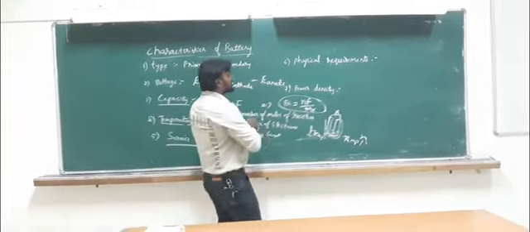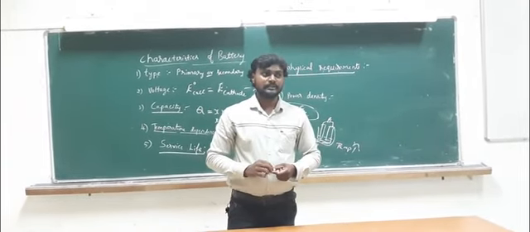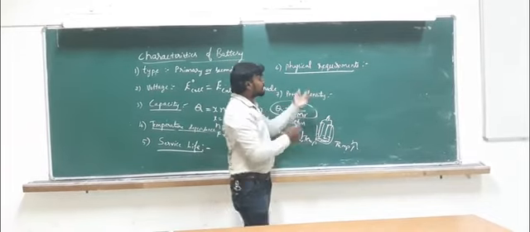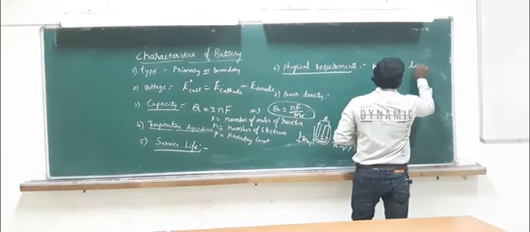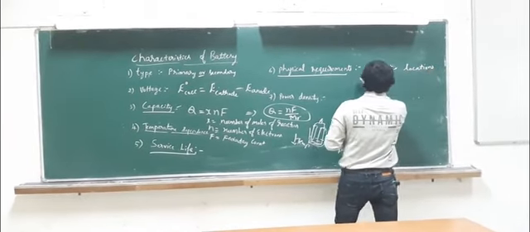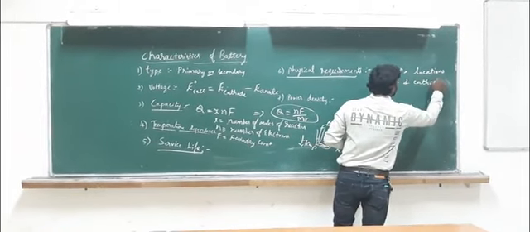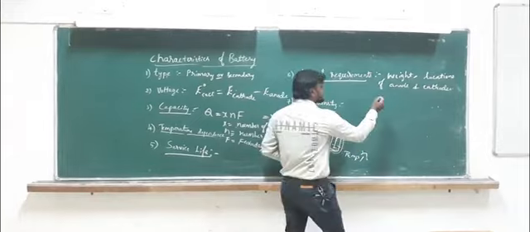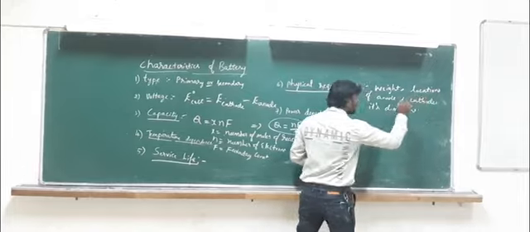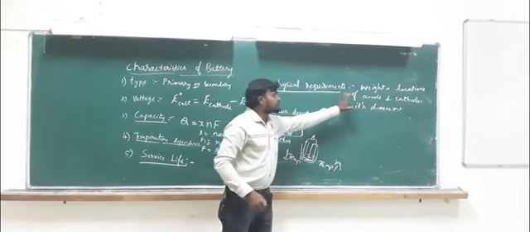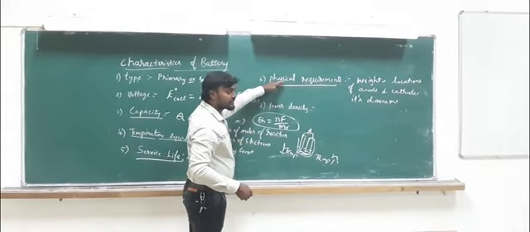Next, move on to physical requirements. If you take any battery, that battery is made with some weight, it must possess some weight, and locations of anode and cathodes, and its dimensions. These are physical quantities which must be specified to rebuild any battery, which is also one of the characteristics.